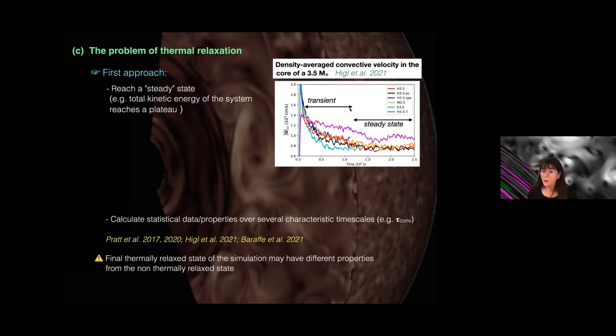Then you have a transient phase where the velocity varies, and then at some point you reach a kind of steady state. And during the steady state, then you can calculate statistical properties, which make sense from a statistical point of view, and over several characteristic time scales, like the convective time scale.